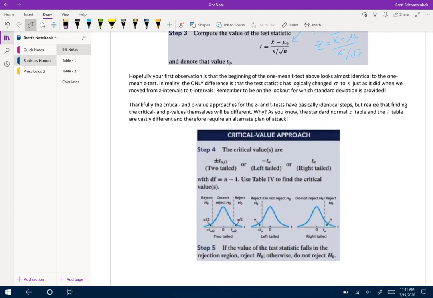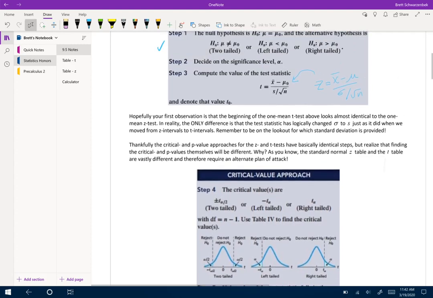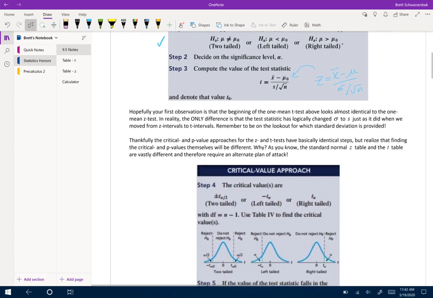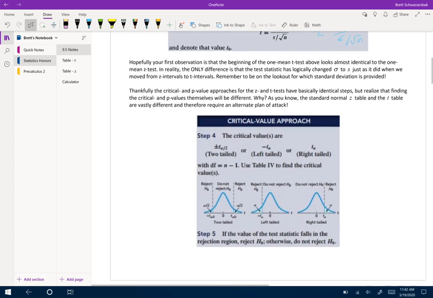Part of the situation with this, once again, is that when you're doing these problems on an exam, they're not going to tell you which test to use, so you're always going to have to be on the lookout for the standard deviation, whether the population standard deviation is known or unknown. So we'll keep that in mind as we're going through the problems.